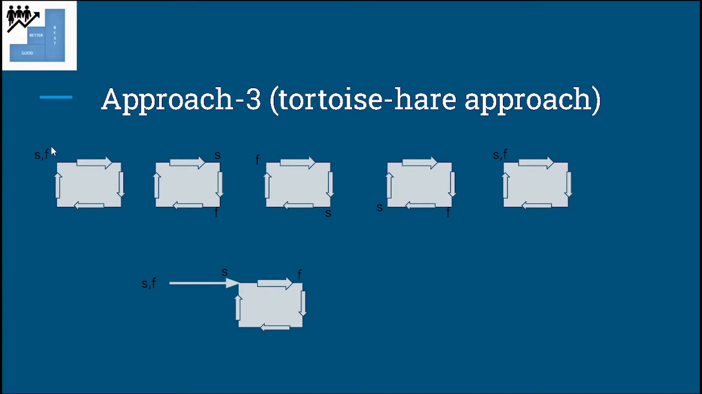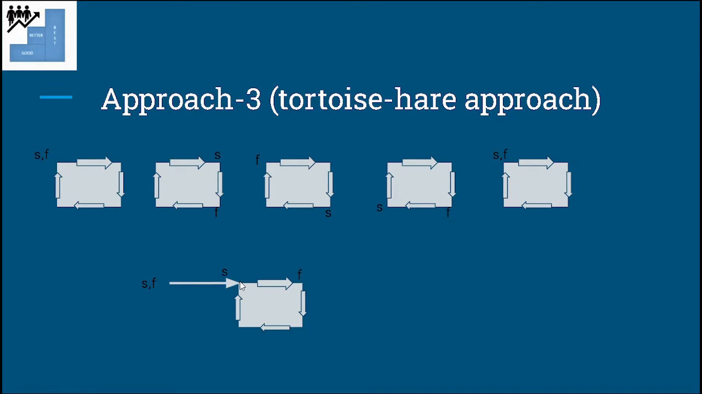In that time, F would have taken 2A hops, right? And it would have come over here. So the point where they started, they will again meet at that point. This is an important concept to understand.